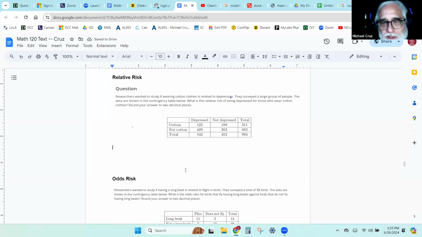Okay, researchers wanted to study if wearing cotton clothes is related to depression. They surveyed a large group of people. The data are shown in this contingency table. What is the relative risk of being depressed for those who wear cotton clothes? All right. Now, the key to this is those who wear cotton. We're comparing cotton in both cases.